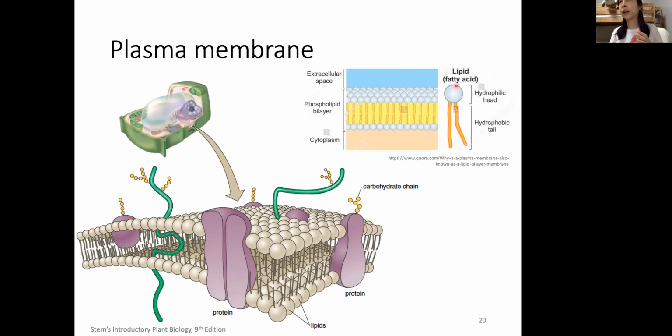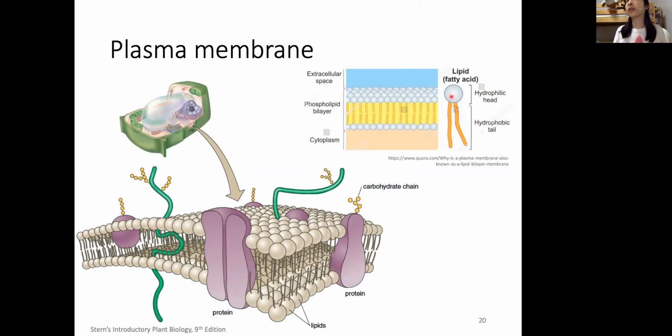If you take a look at one unit of lipid bilayer, this one is called lipid bilayer. Each unit of it contains a hydrophilic head. This part can dissolve in liquid, and the other half is a hydrophobic tail. This part can be dissolved only in oil but not in water.